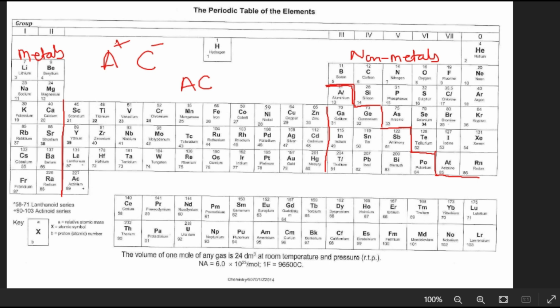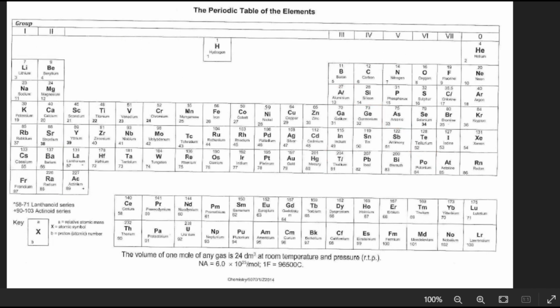Okay, so now we have identified metals from non-metals and how we can write the ionic formula. We start with the cation and anion. Let's look at how we can know the charges of the cations and the anions on the periodic table. Okay, so this column here has a charge of 1 plus. This other column, the second one, charge of 2 plus. So the charge of 2 plus is only for this column here.